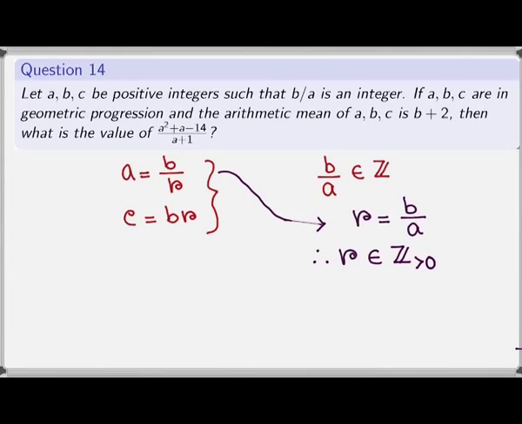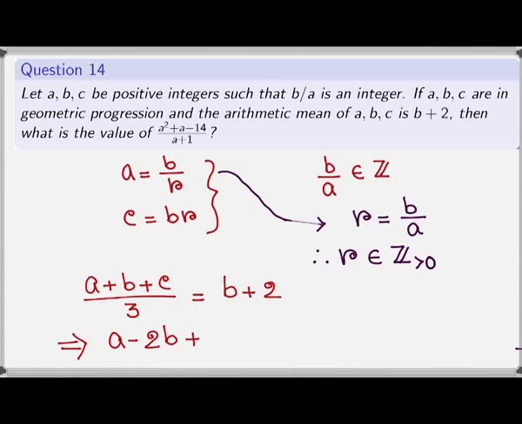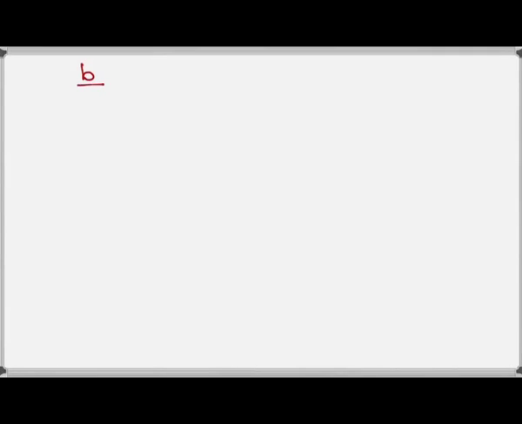We know the arithmetic mean of A, B and C is B plus 2. Therefore, A plus B plus C divided by 3 is equal to B plus 2. That means A minus 2B plus C is equal to 6. We substitute A is equal to B by R and C is equal to BR in this equation. We then get B by R minus 2B plus BR is equal to 6.